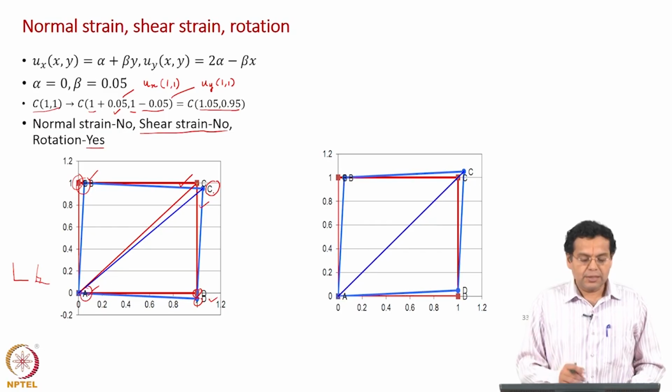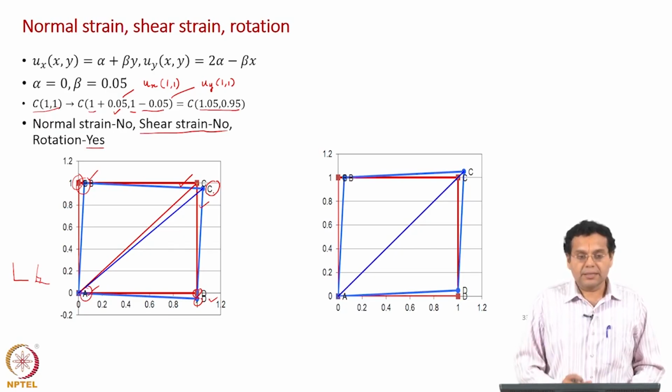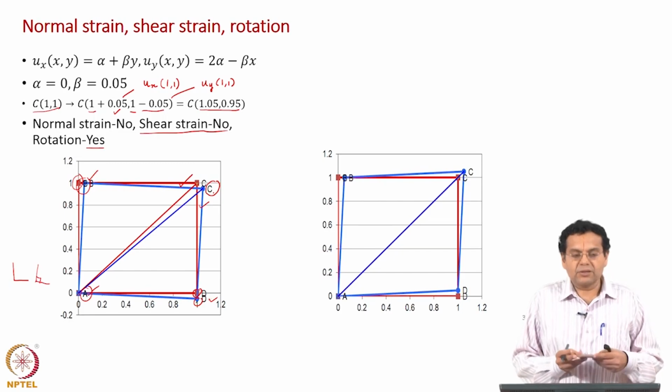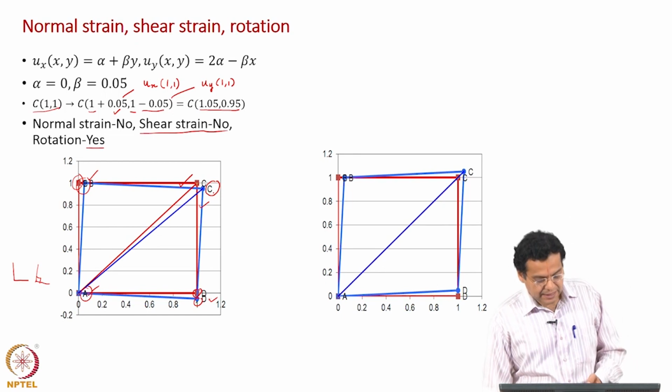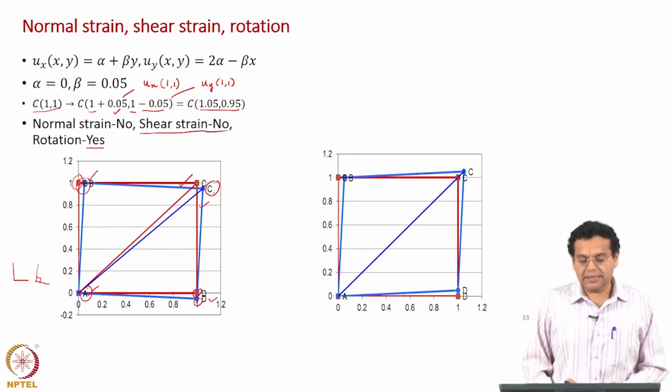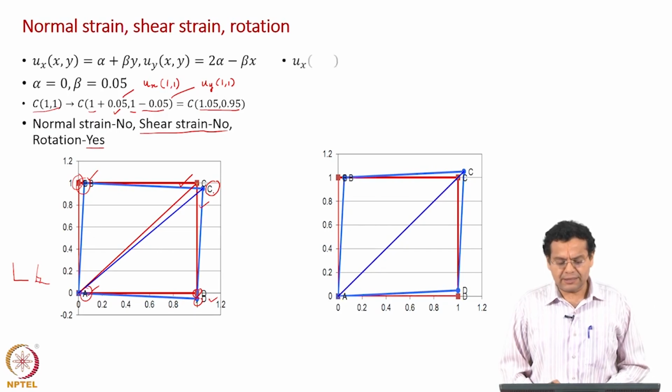So, to conclude, there is no change in length, so no normal strain, and then there is no change in angle, still 90 degrees, no shear strain, but the plate has undergone rotation. So, there is rotation. Now, consider another case, the right hand side, a slightly different displacement field. Why is it slightly? You will understand.